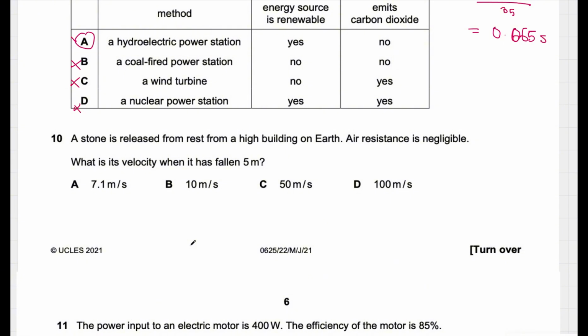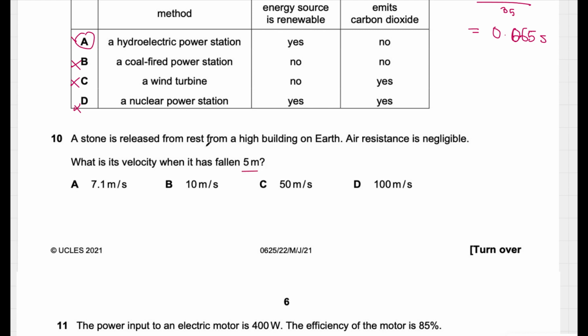Question 10 says a stone is released from rest from a high building on earth. The air resistance is negligible. What is the velocity when it has fallen 45 meters?